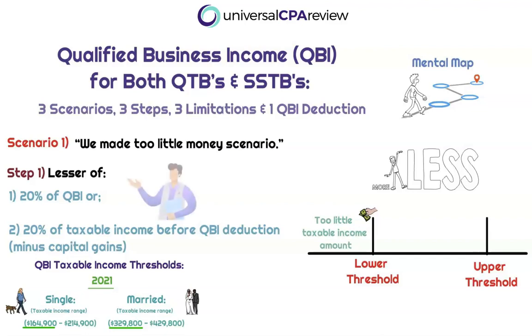So limitation number 1 is always going to limit the deduction that the taxpayer could take as the lesser of 20% of qualified business income or 20% of taxable income before the QBI deduction minus any capital gains. Okay, so as you go through this with repetition, this is going to feel like second nature, I promise. So let's go through a quick example for scenario number 1.